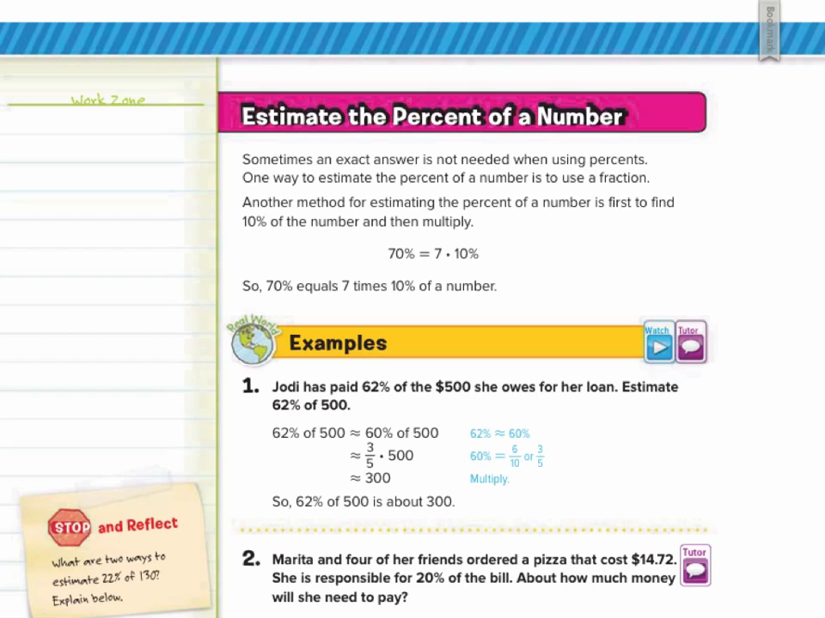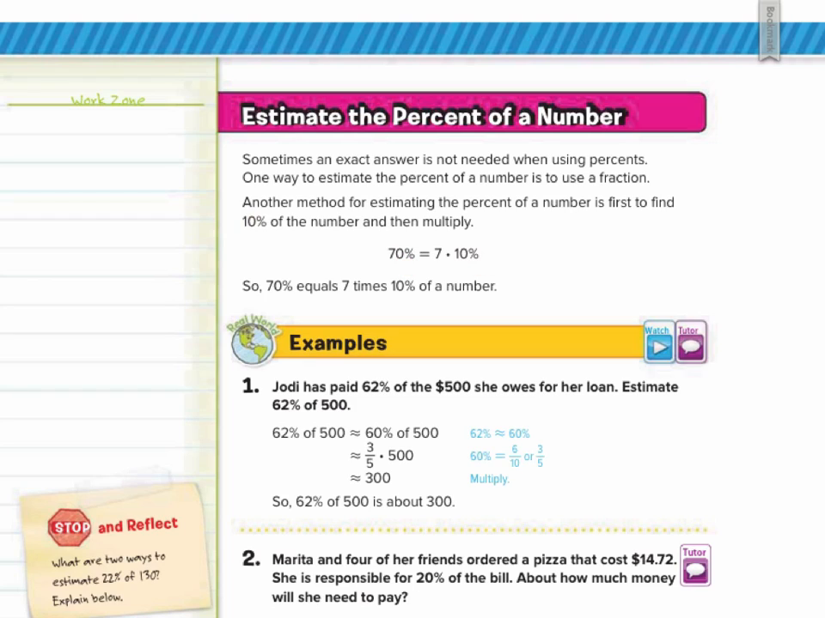One of the things we're going to do today is to estimate the percent of a number. Now, sometimes an exact answer is not needed when using percents. One way to estimate the percent of a number is to use a fraction. Another method for estimating the percent of a number is to first find 10% of the number, then multiply.